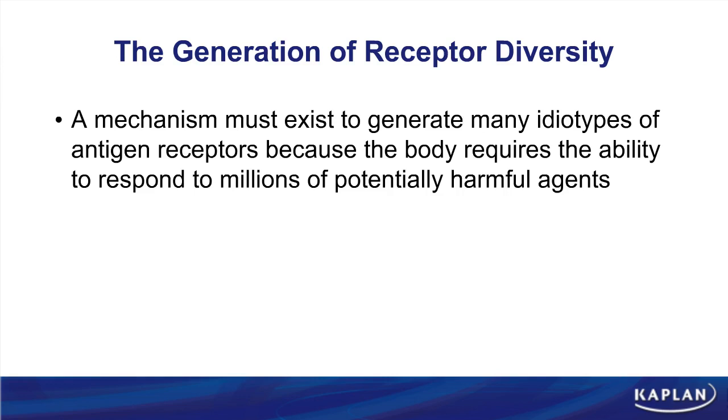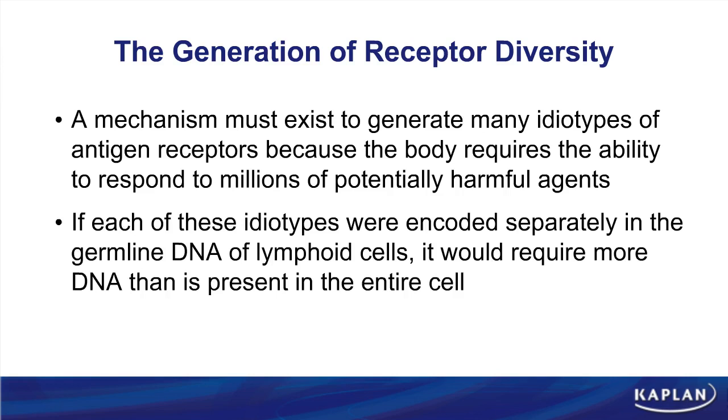Next, we're going to talk about how the B cell and the T cell receptors are actually generated. And this is the first part of a conversation about receptor diversity. In order to generate millions of different idiotypes for B cells and T cells, we need a mechanism in place by which we can do that, because if we were trying to actually encode a gene for every single different type of pathogen that a B cell or a T cell would come in contact with, it would require way more DNA than we even have in an entire cell.